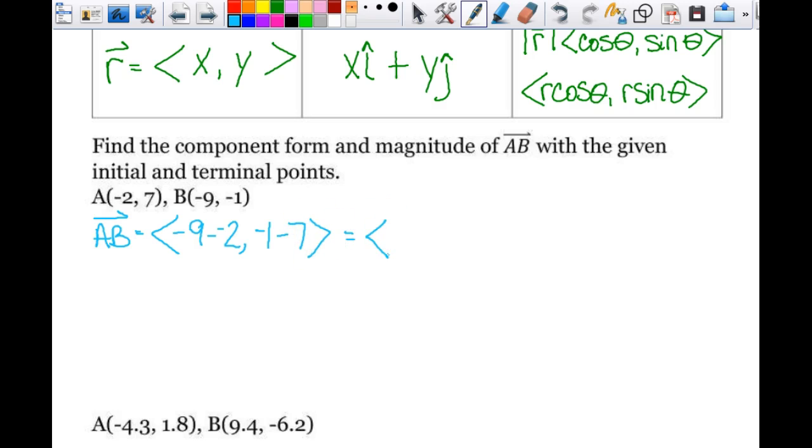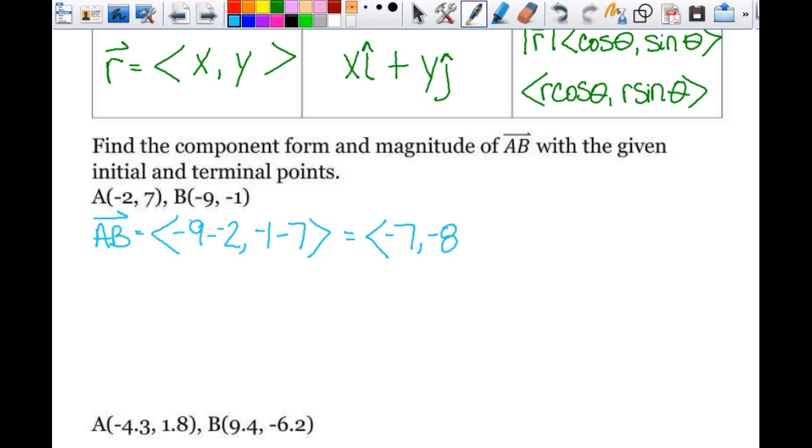So what's -9 minus a -2? -7. And -1 minus 7? -8. Are y'all capable of adding and subtracting positive and negative integers? Yes. Do we ever make a ridiculous mistake with that? Yes. So you know whether or not you need to actually write this down.